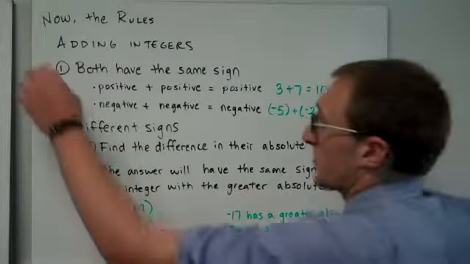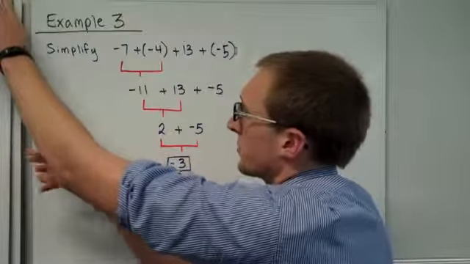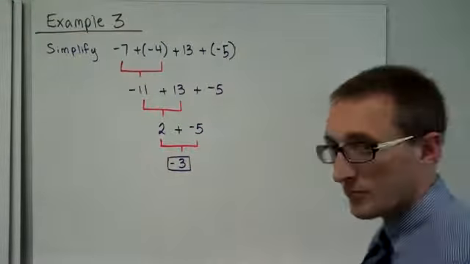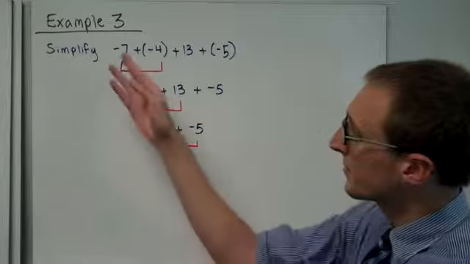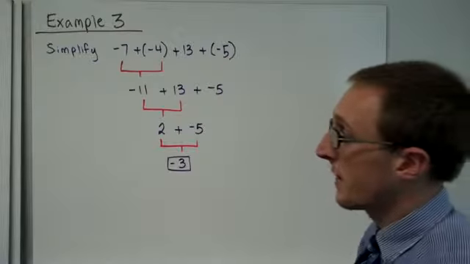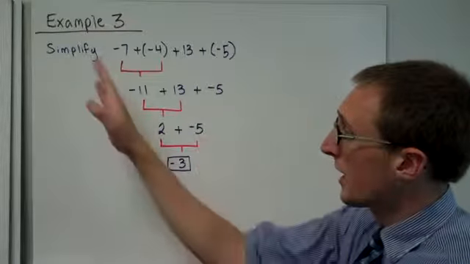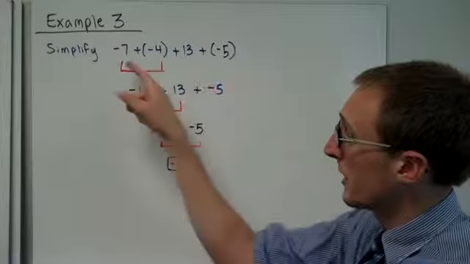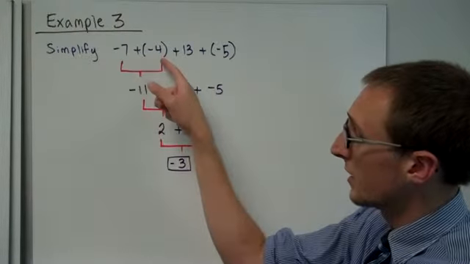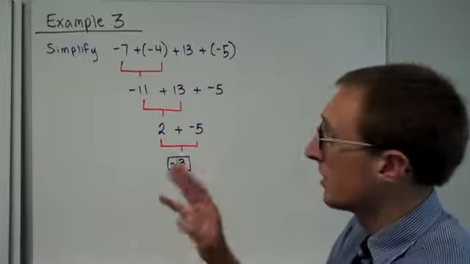Let's do another example to illustrate this, but we're going to add a little bit more to it. So let's take a look at example 3. I want to simplify negative 7 plus negative 4 plus 13 plus negative 5. A lot going on there. Now remember, with order of operations, we always want to move left to right. So we're going to start with negative 7 plus negative 4, since I don't see any grouping or multiplication or division, any of that stuff.